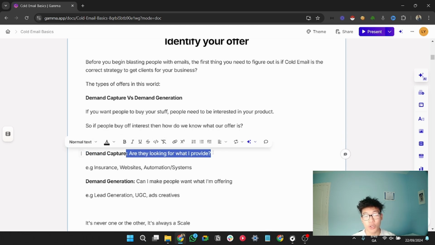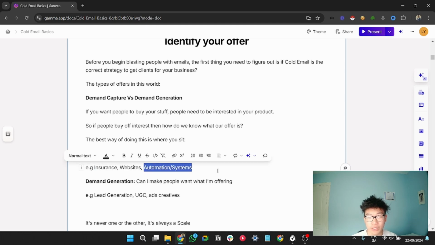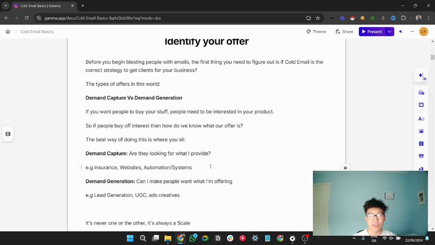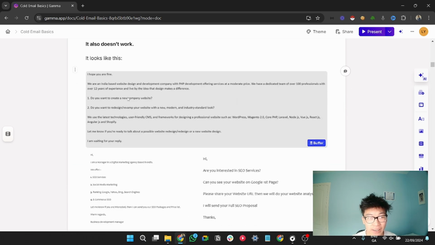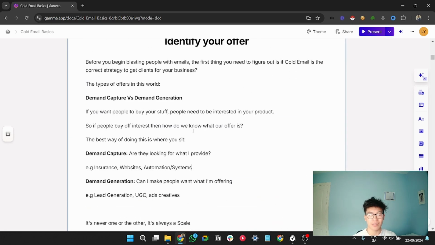So when you go into a shop to buy food, are they looking for what you provide? It's like insurance, websites, automation systems. You can't really go to someone and say, I can build you a website. I think there are some examples down here of people offering that. Yeah, here. People are just coming with, we are an Indian-based web design company. I'll get to this in a second. But no one cares, right, if you can build them a website or an automation system or insurance. They only care about this stuff when they personally care about this stuff. So there's a buying window on this.